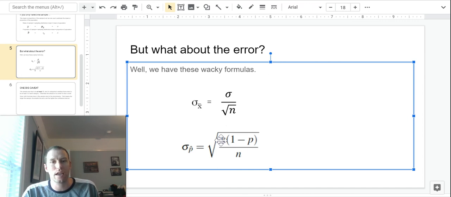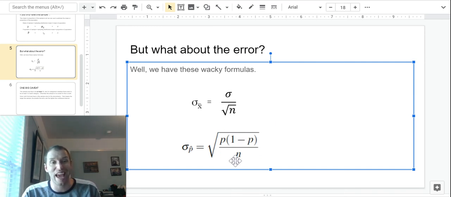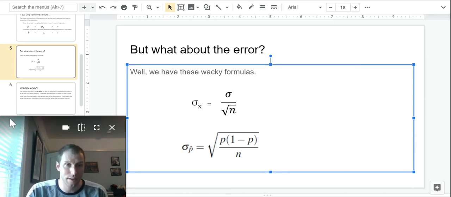So what this does is, the closer that the proportion is to 50-50, the closer these two both are to 0.5, this allows us to get a lower standard error, be a little bit more confident. And again, the more coins in the sample, the more confident we can be, and the lower standard error we'll get. One huge caveat to this.